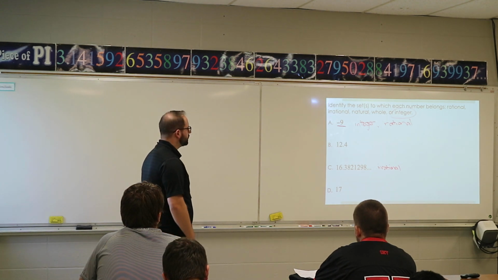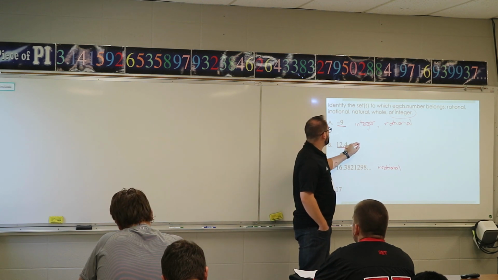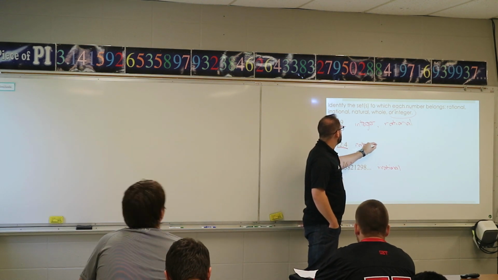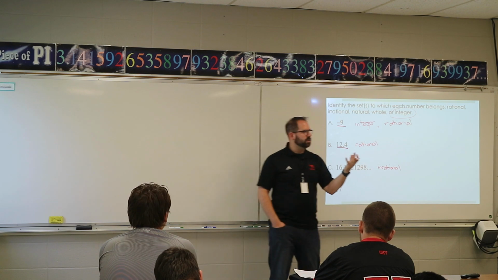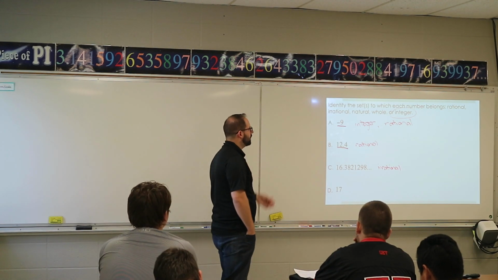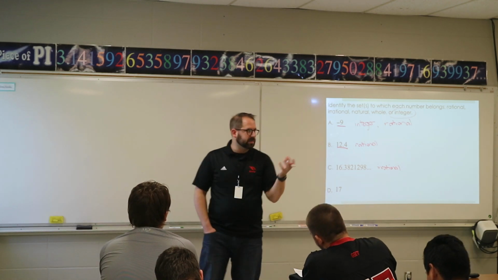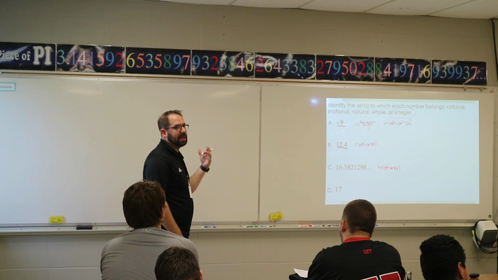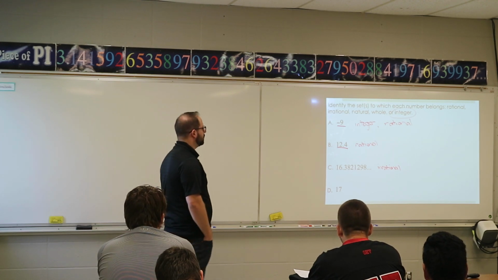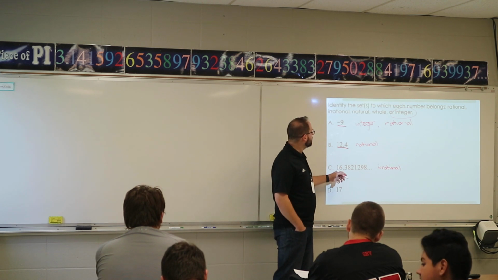Those are separate categories. What about 12.4? It's rational. Now, here's why. You can make a decimal a fraction. This one doesn't have a little dot, so it is just normally rational. It's not going to be a whole number. It's not going to be a natural because it has decimals. It's not an integer because, again, it has a decimal, so it just has to be rational. Okay, last one, 17.